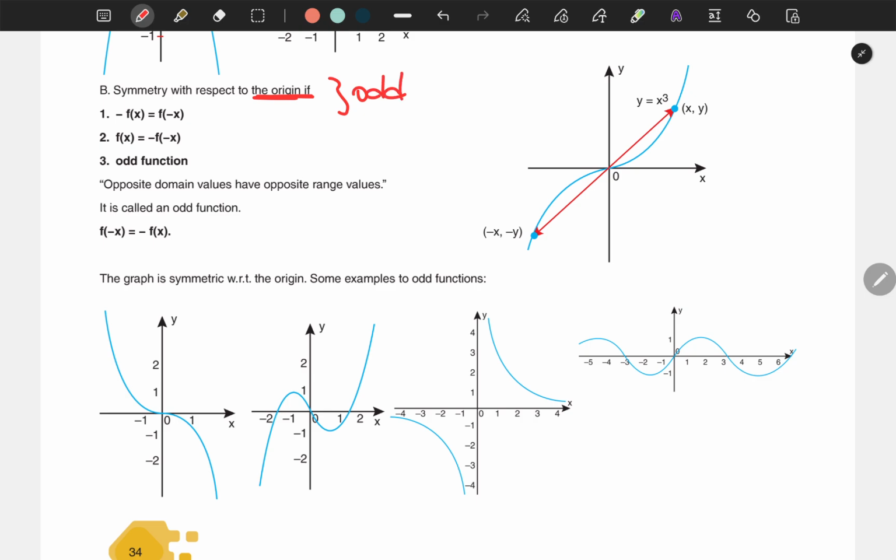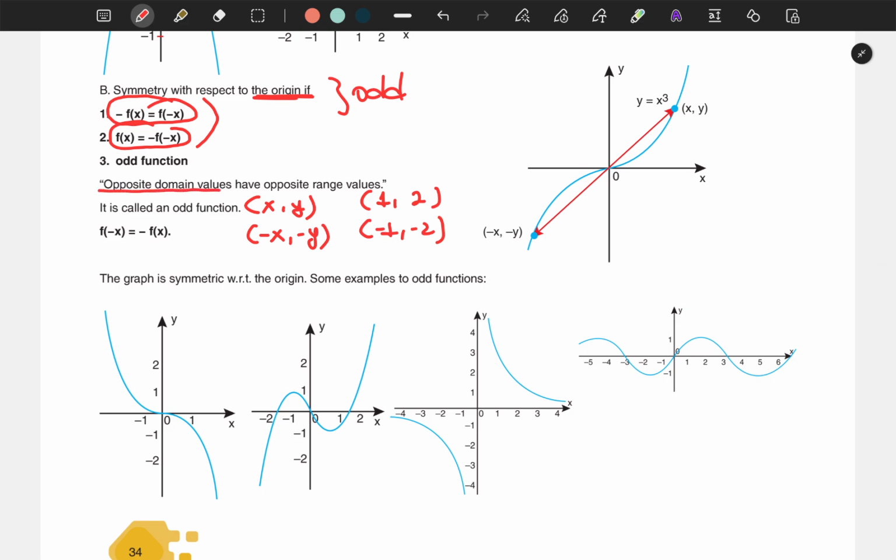It means odd function. For odd function, I have two definitions. Those two definitions you have to memorize, guys. There is no other way. So they ask the definition also as well. For odd function, we have always x and y. If I have x and y, opposite x value, opposite y value, which means if I have 1 and 2, it means negative 1 and negative 2. Okay? So this is important. For odd function, I have opposite domain, opposite range value. Yani which means opposite x, opposite y. Those are some graphs for the odd function.